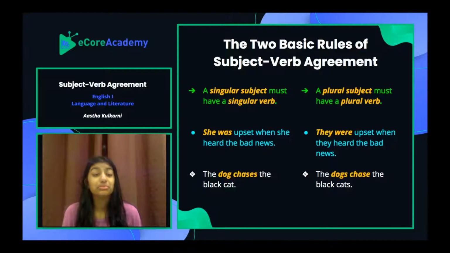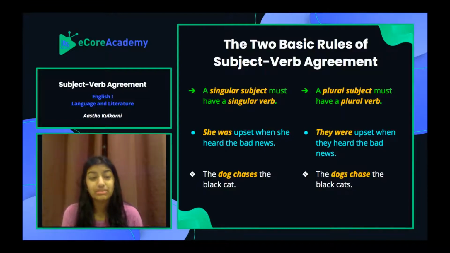If I were to use a plural verb by accident instead, it would say, the dog chased the black cat. You can hear it's kind of off-putting. It doesn't really sound right. So always just do that audio test to make sure you are using the right verbs, especially for those action ones, which can be a little bit more confusing with the S at the end.